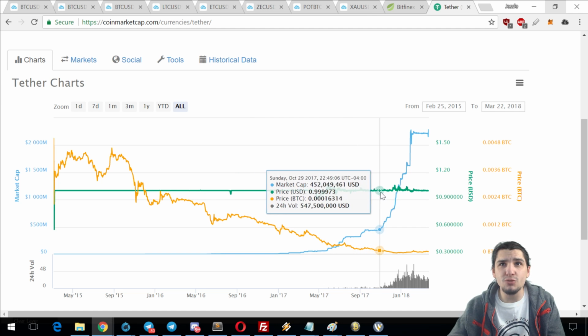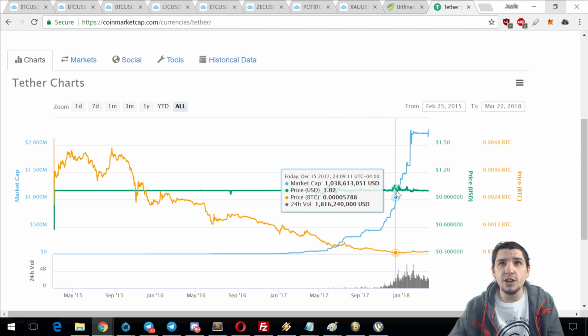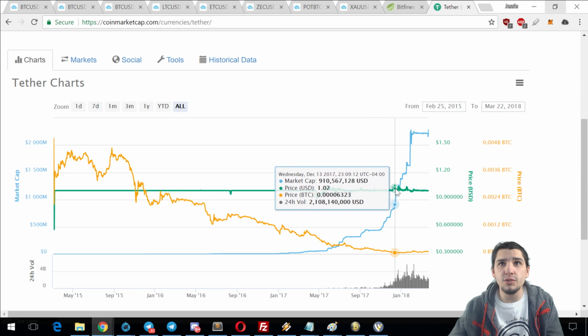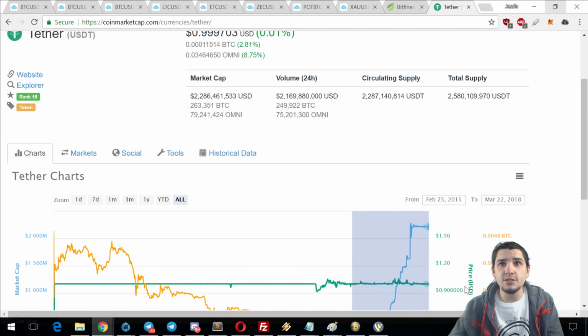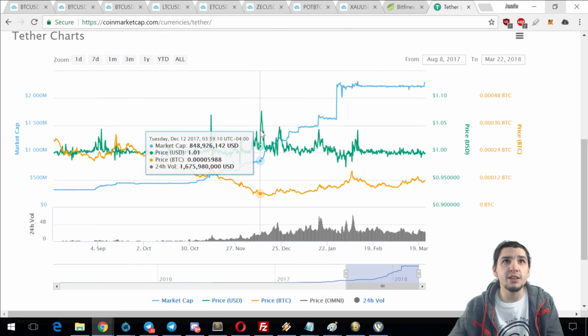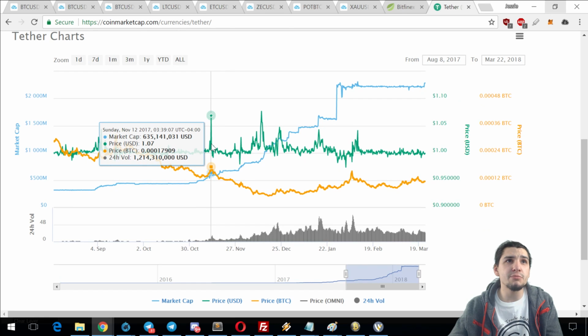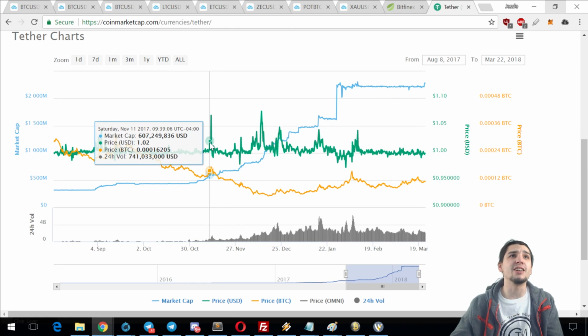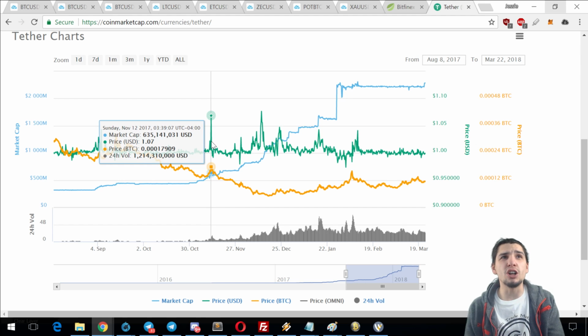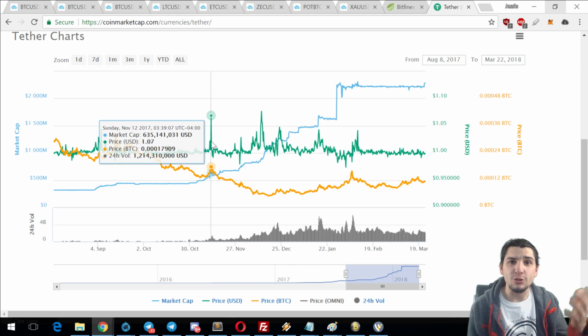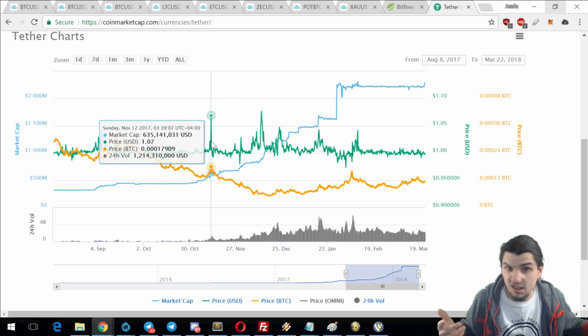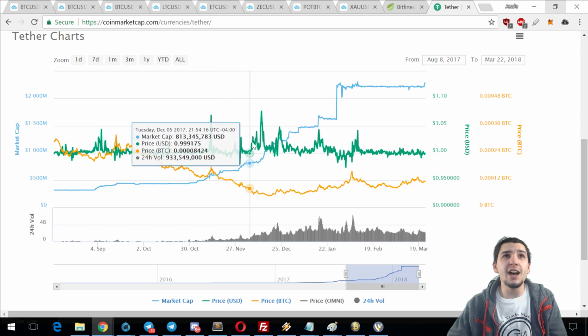It doesn't make any sense. As I start scrolling along, we're fluctuating a penny in either direction. Then we got some more fluctuation here. Let's zoom in. Look at the green line again. Here we have some random spikes, like this is $1.07. Look at that. 1 USD Tether is all of a sudden worth $1.07, but they're backed 1-to-1. Doesn't make any sense at all, right?